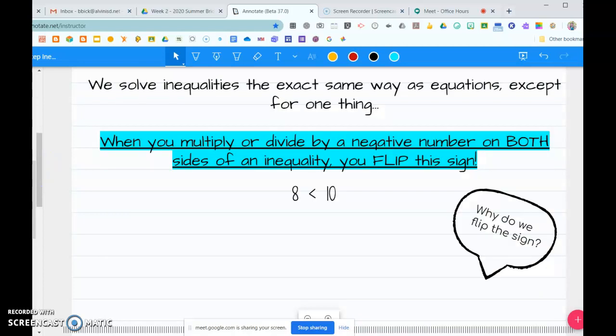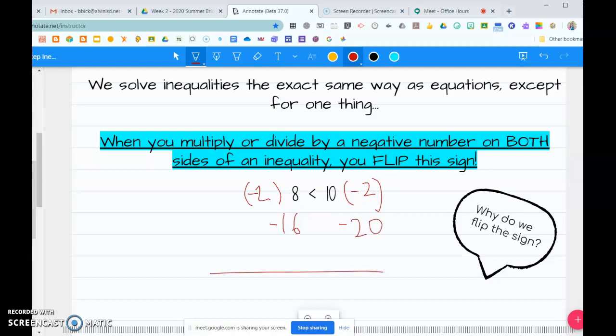Okay, so just to show you the reason that one of the rules exists that we don't worry about when we're solving equations, if you multiply or divide by a negative number, your sign has to flip. And the reason that happens is just because that's how the math works. But instead of just having you memorize the rule, I'm going to go ahead and prove it. So negative 2 times 8 is negative 16, and 10 times negative 2 is negative 20.